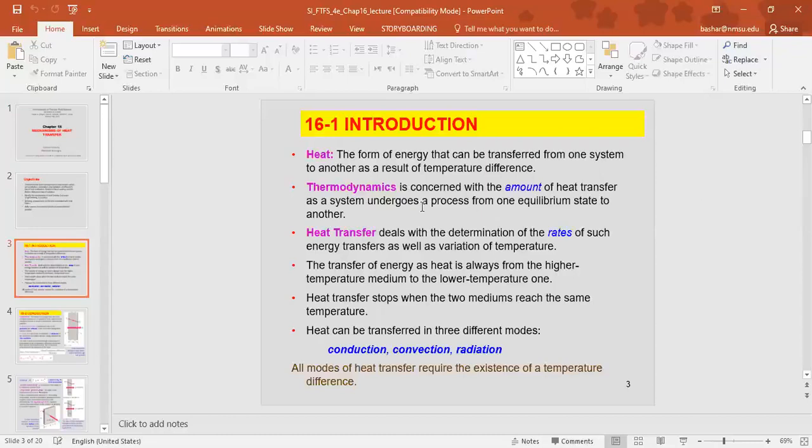So I remind you, heat is a thermal form of energy. In thermodynamics, we were concerned about the amount and about the direction, in the second law of thermodynamics, if you recall. Heat transfer deals with the determination of the rates of such energy transfer as well as the variation of the temperature. The three basic modes or mechanisms of heat transfer are conduction, convection, and radiation.